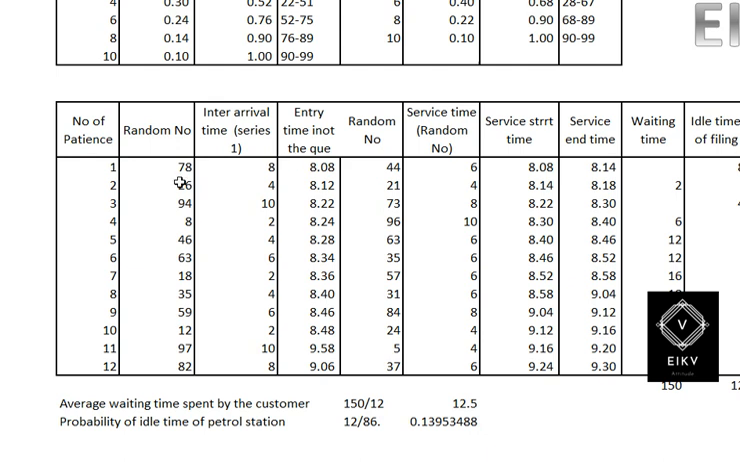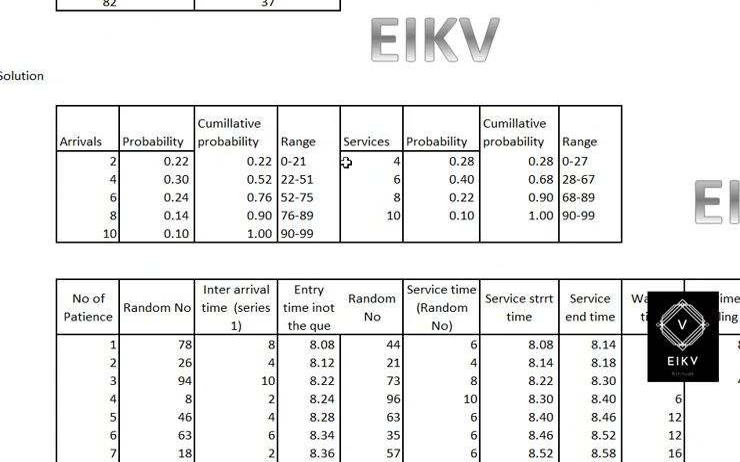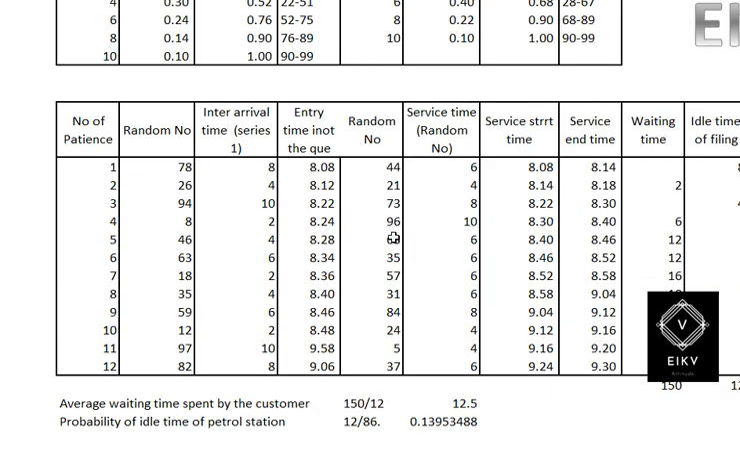Going ahead, the second random number is 26. When we check the range for 26, it will be between 22 to 51, which means 4. So 4 is the inter-arrival time. Therefore 8.08 plus 4 will give you 8.12, right? So the second arrival will be at 8 hours and 12 minutes, 8:12 am.